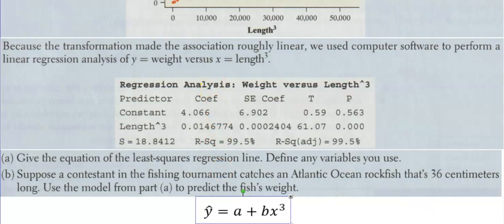So give the equation of the least squares regression line. Here's going to be my predicted value of y equals a plus b x cubed, and define any variables that you use. And then I want you to suppose a contestant in the fishing tournament catches a rockfish that is 60 centimeters long. Predict that fish's weight. So pause the video and jump ahead.